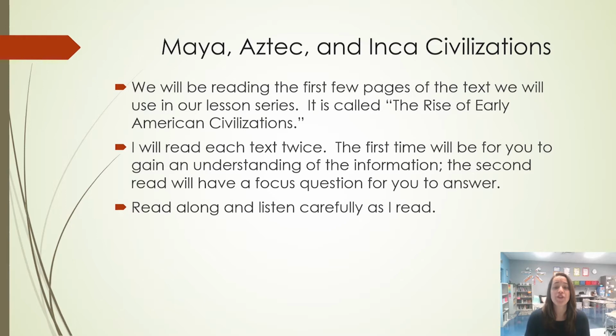We will be reading the first few pages of the text that we will use in our lesson series. It is called The Rise of Early American Civilizations. I will read each text twice. The first time will be for you to gain an understanding of the basic information that is being given to us through that piece of text. Then I will read it a second time.